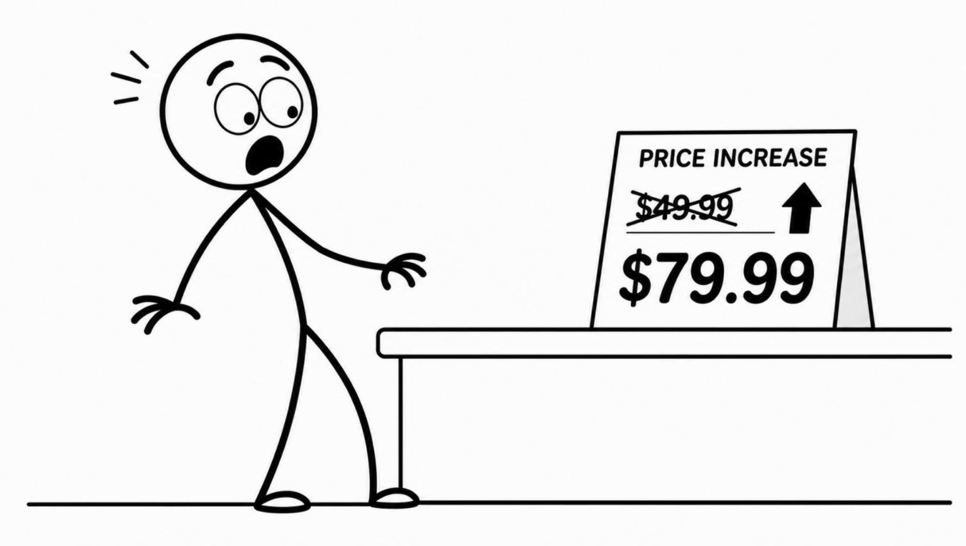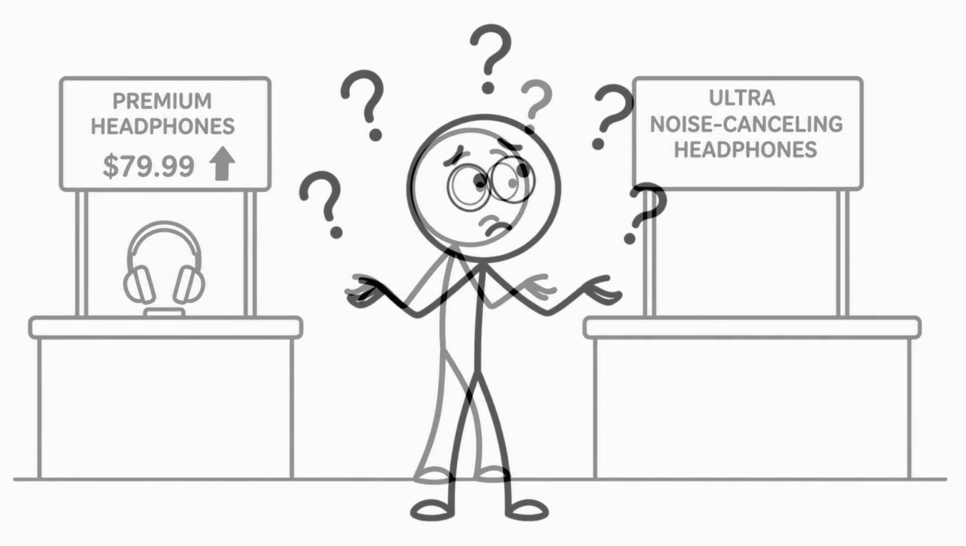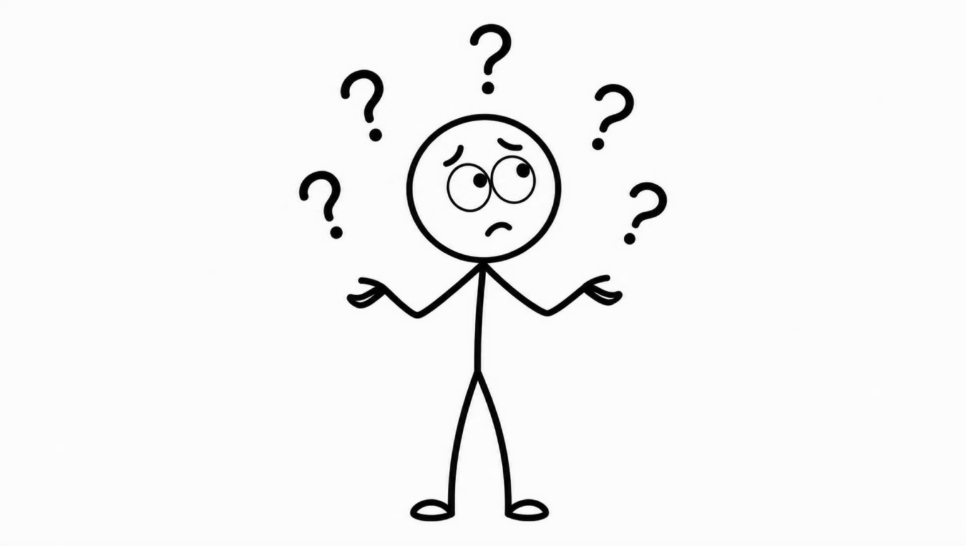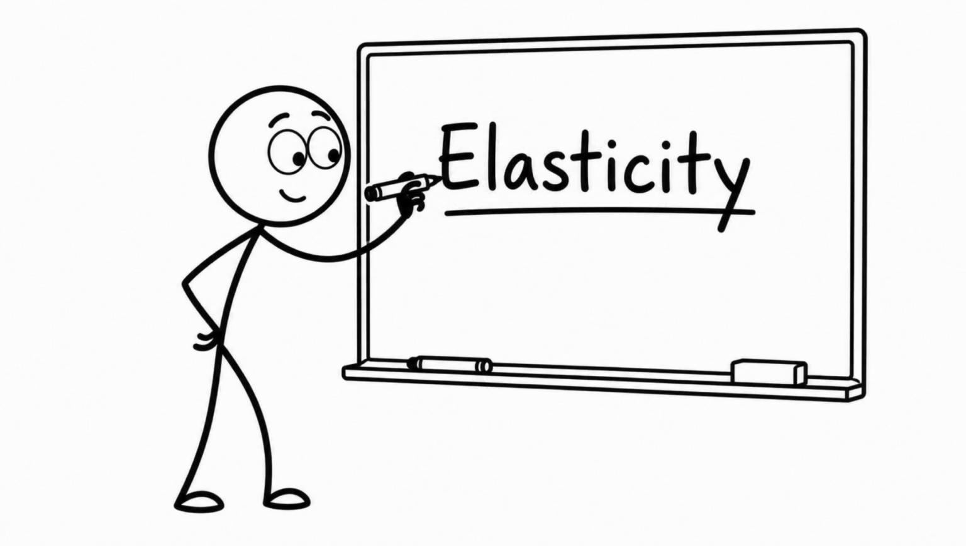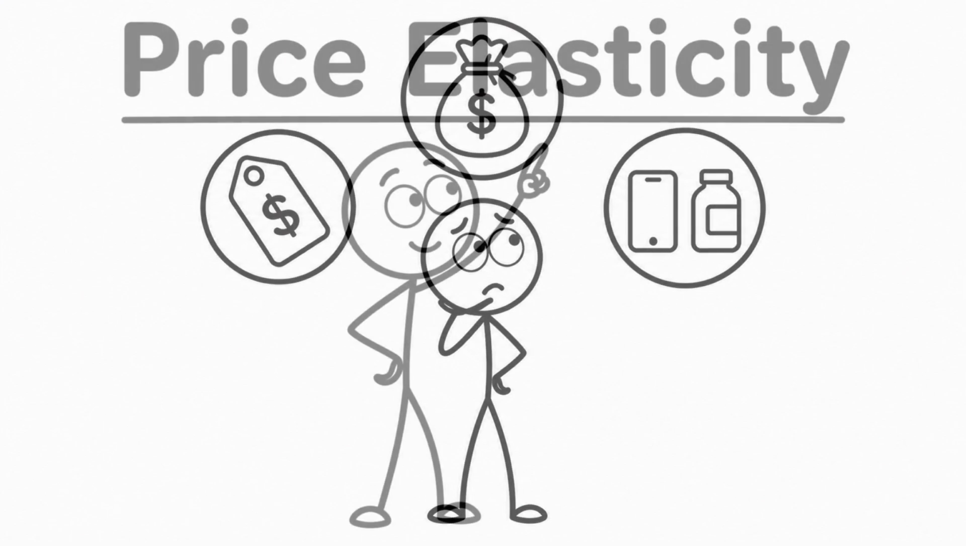Why do people still buy some products even when prices go up, but stop buying others immediately? Why do luxury brands grow when people get richer, but some products disappear? All of this comes down to one concept: elasticity. In this video, you'll learn price elasticity, income elasticity, and cross-elasticity. And more importantly, how to actually understand them, not just memorize formulas.